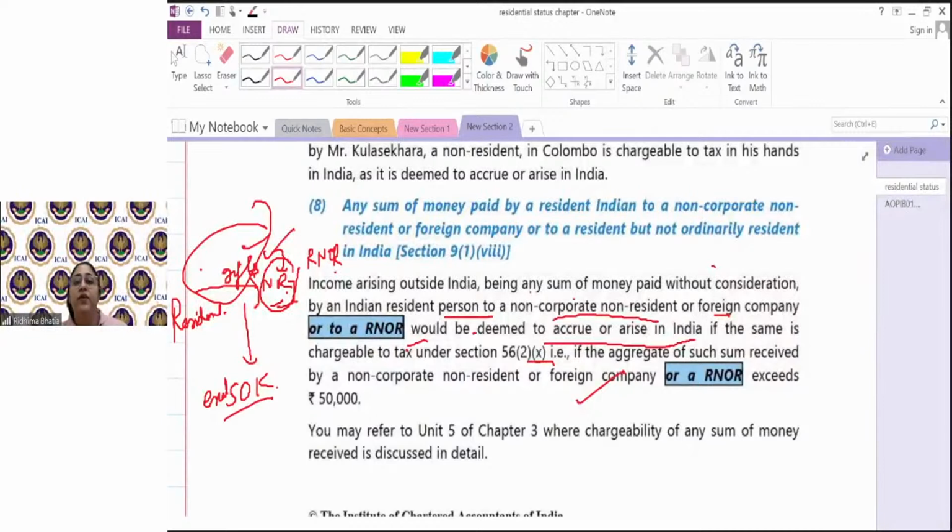And also, gift would be taxable in the hands of non-resident or RNOR as income deemed to accrue or arise in India if it is received from resident and is for a value of more than 50,000. Okay. So with this, our income deemed to accrue or arise in India also gets over. With this, our residential status chapter also gets over.